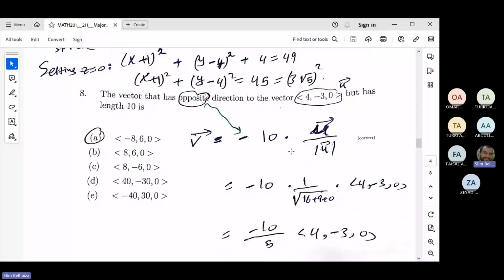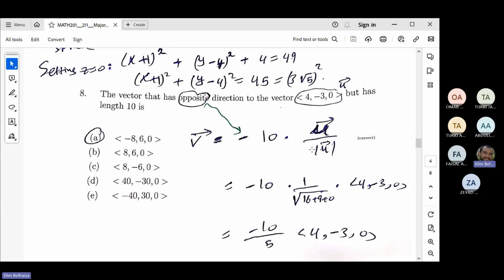Right. The vector in question 8 has the opposite direction. What does opposite mean? It goes in the opposite direction of our main vector, which is here (4, -3, 0), but has length 10. First of all, I should get a unit vector from vector v, or u, they're calling it u here. So from u, I get a unit vector when I divide by the magnitude of u. I multiply that by 10 to have a length of 10, and by -1 to make it opposite. And that's it.